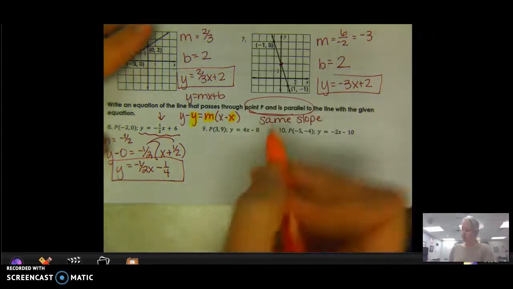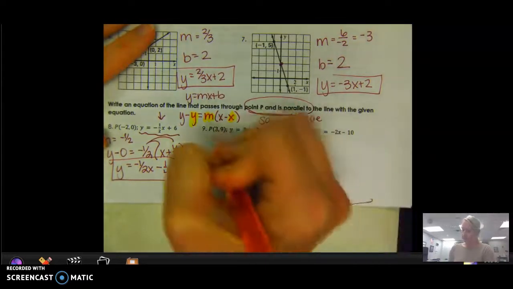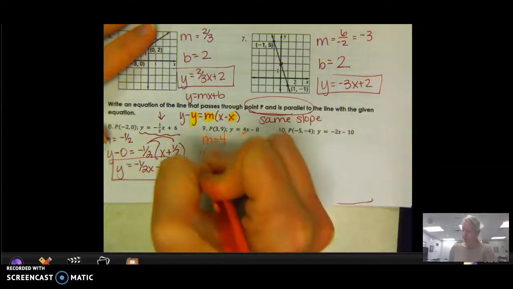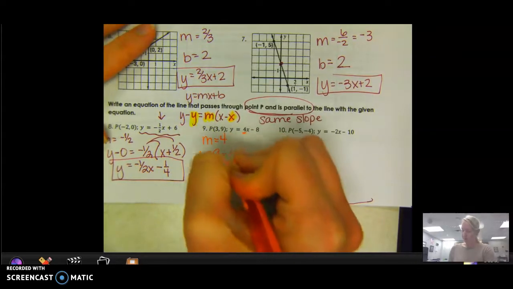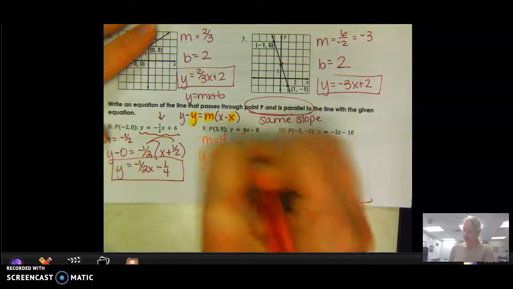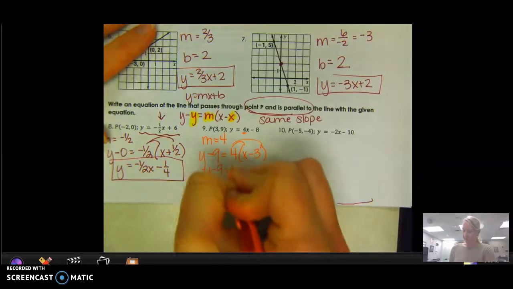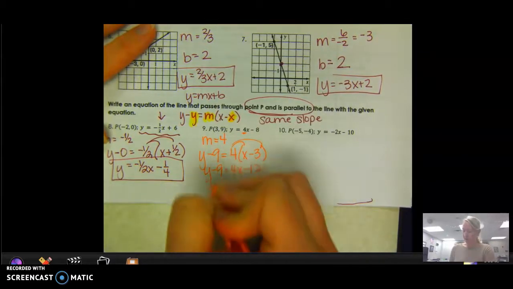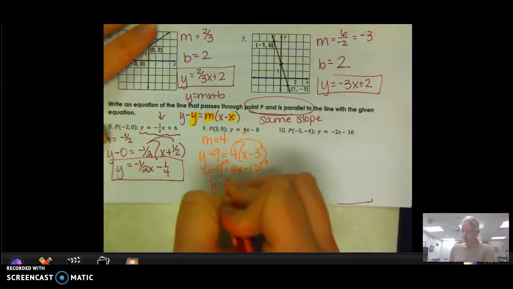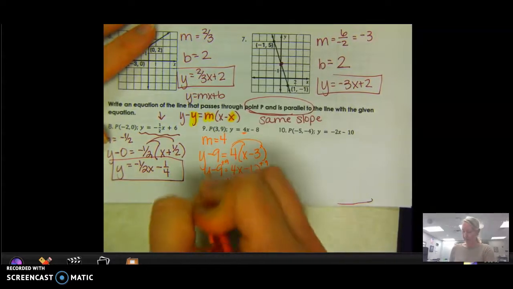All right. So again, parallel to this guy, so your new slope is 4. Put in point-slope form, so y minus 9 equals my slope of 4, parentheses x minus 3. I'm going to distribute, so I get y minus 9 equals 4x minus 12. I'm going to add 9 to both sides. y equals 4x minus 3.